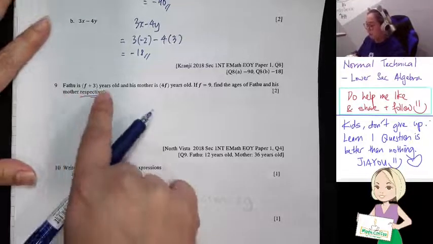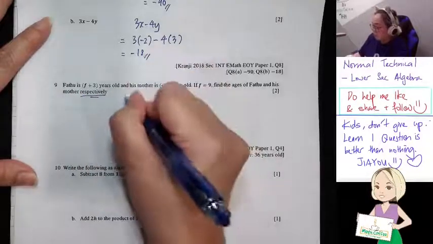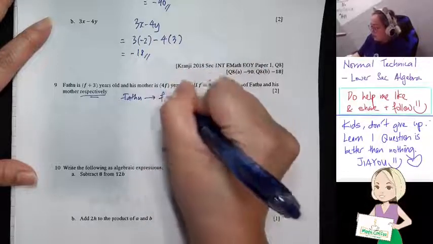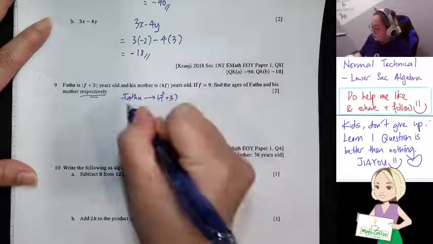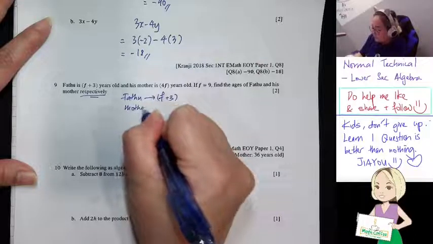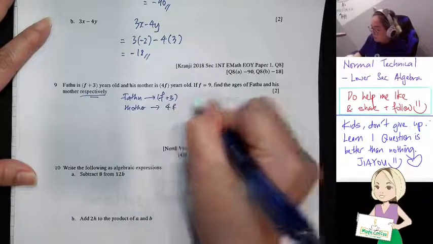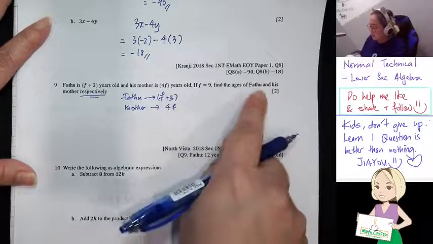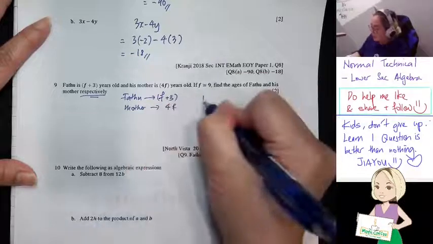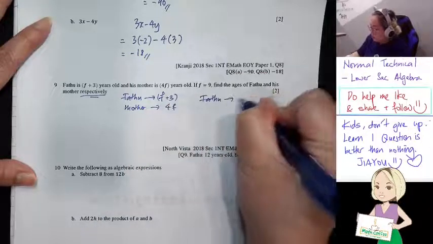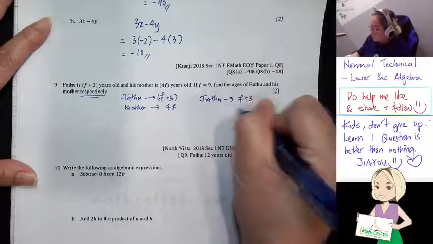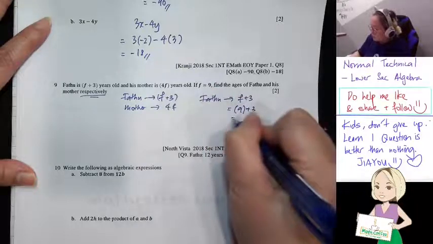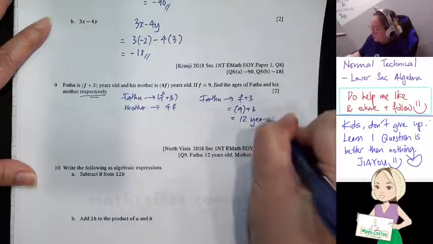So Fatu is F plus 3 years old and his mother is 4F. Remember I said we must list down so that we can see clearly. Fatu is F plus 3 years old. The mother is 4F years old. Now they tell you that F is 9. Find the age of Fatu. Fatu is just F plus 3, which is 9 plus 3 because F is 9. So Fatu is 12 years old.